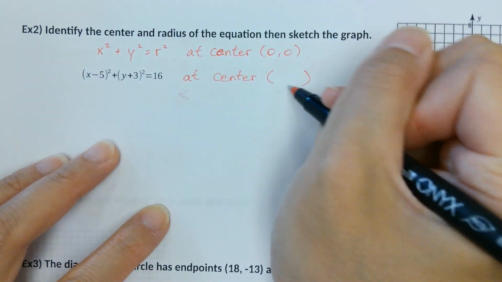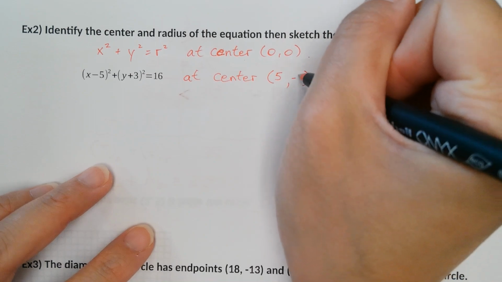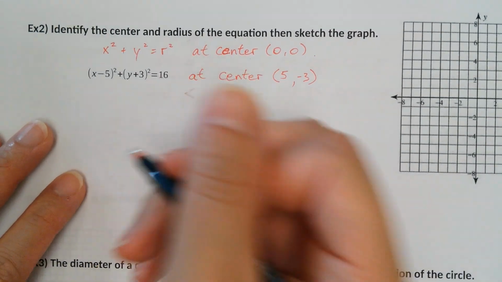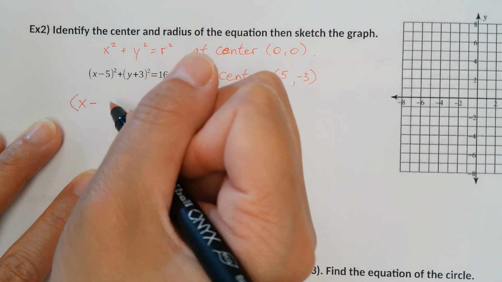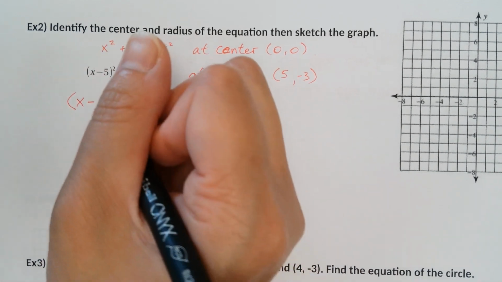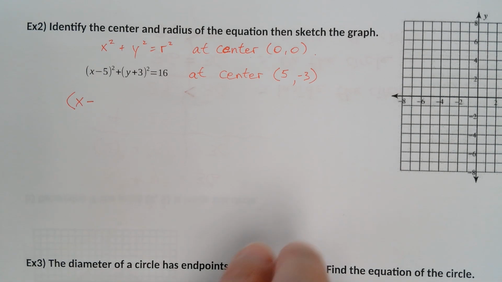Who knows what our center is right here? Okay. Minus 5, 3. Very close. 5, negative 3. So how you can think of it is there's actually an x minus, what letter did I use, h, k? Let me check really quickly, the equation of a circle. h, k, yeah. Okay.